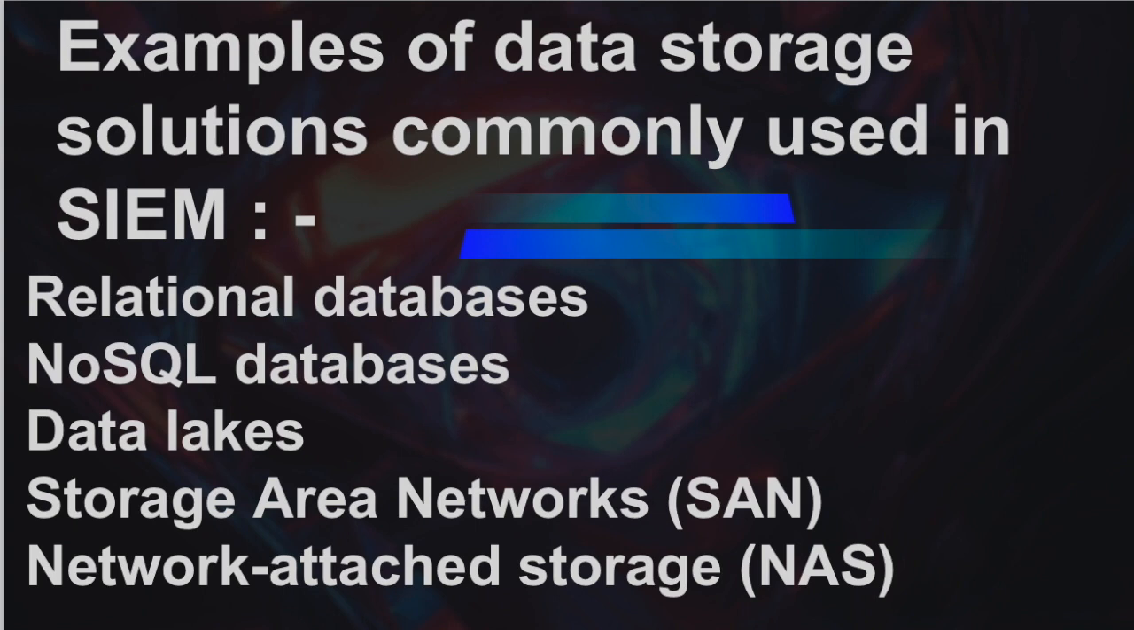So, the third example is data lakes. Data lakes are designed to store large volumes of unstructured and structured data from various sources. They can be used to store data collected by SIEM agents as well as other security tools and technologies. Examples of data lake solutions include Amazon S3, Microsoft Azure Data Lake, and Google Cloud Storage.